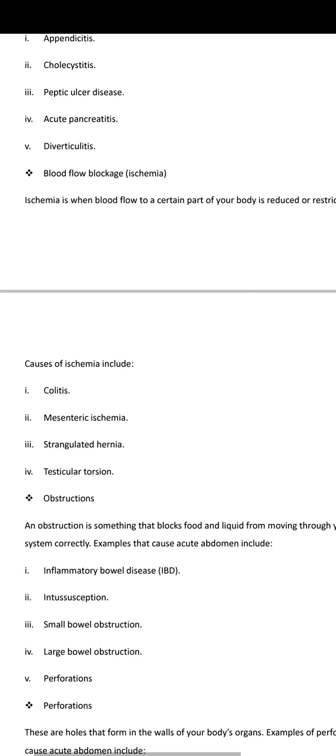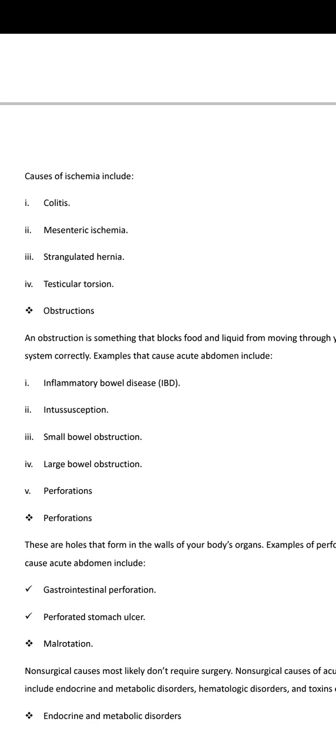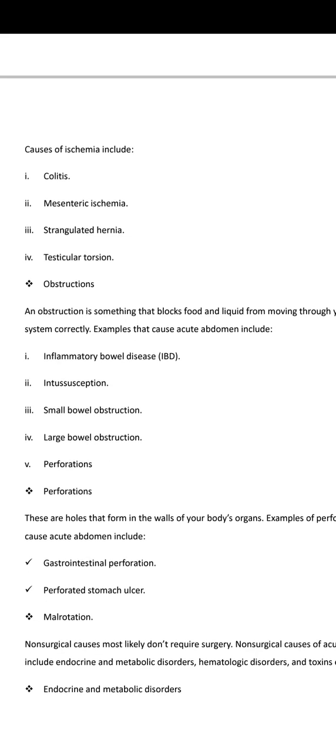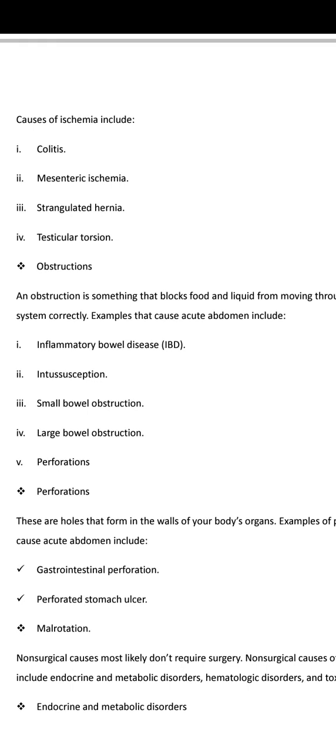Then we also said acute abdomen can be caused by obstructions. Some of the conditions in the abdomen which are obstructive include inflammatory bowel syndrome. Inflammatory bowel syndrome includes two conditions: Crohn's disease and ulcerative colitis. Then we have intussusception, which is also a condition we are going to look into in general surgery. This is whereby the small intestine finds itself inside the large intestine. That's what we call intussusception.